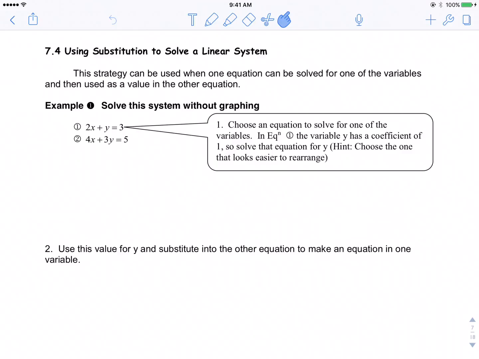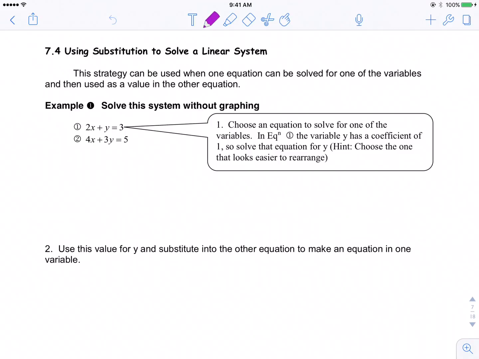Example 1. Solve this system without graphing. 2x plus y is equal to 3 and 4x plus 3y is equal to 5. So you choose one of the two equations and rewrite it so that you isolate one variable. In the bubble it says choose an equation to solve for one of the variables. In equation 1, the variable y has a coefficient of 1. Hint: choose the one that looks easier to rearrange.